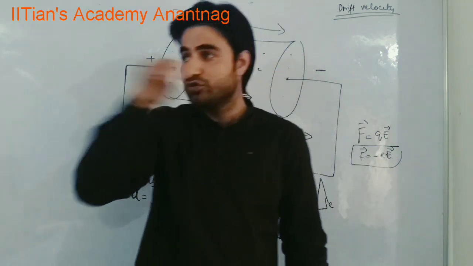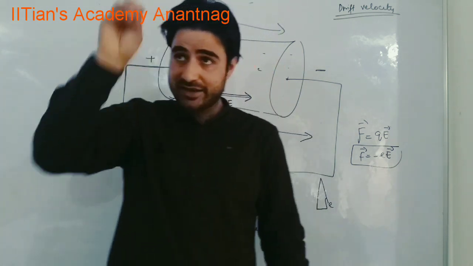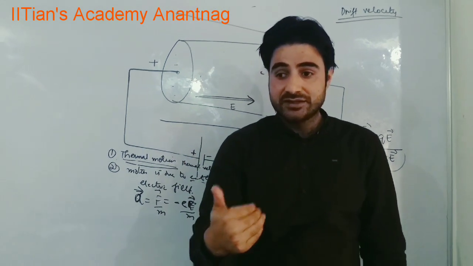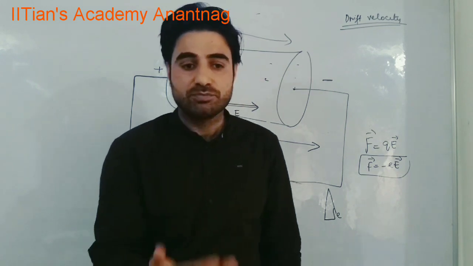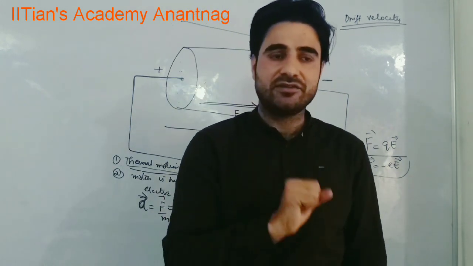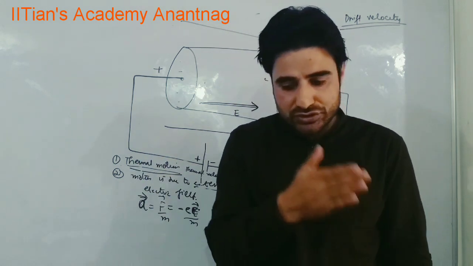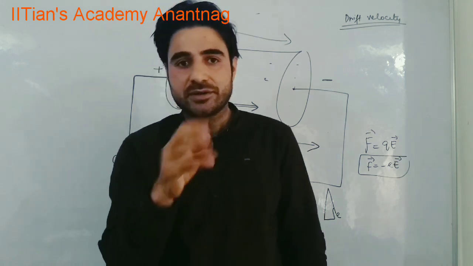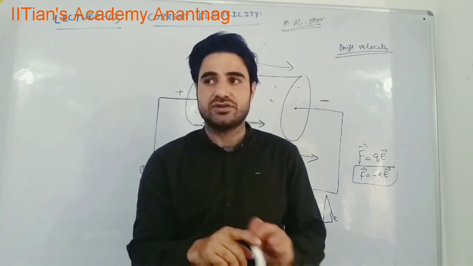Again there is motion, it is getting drifted. Again it is having random motion, it is getting drifted. So we can see that we have now one more velocity which is superimposed on the thermal velocity. Now there is net drift opposite to the direction of electric field. This velocity we will be calling drift velocity, and average drift velocity is not zero.